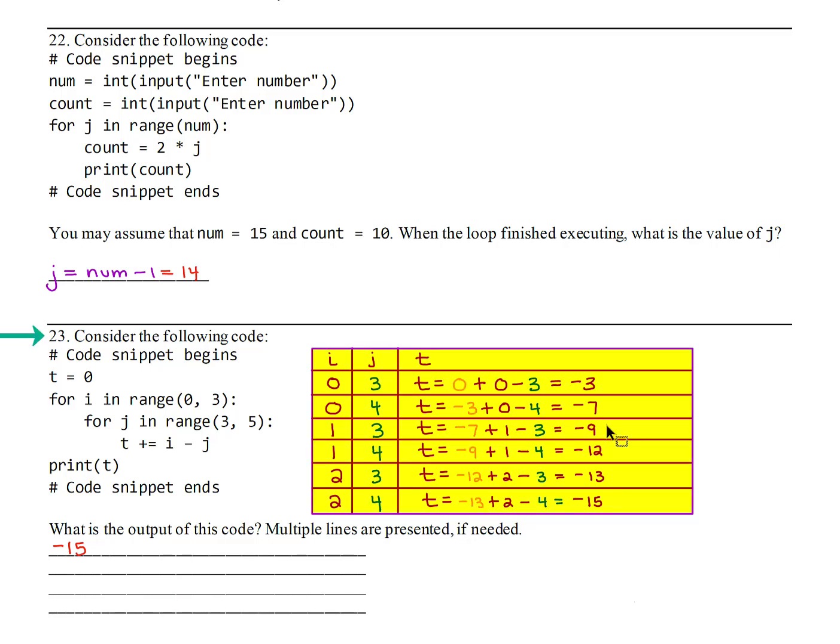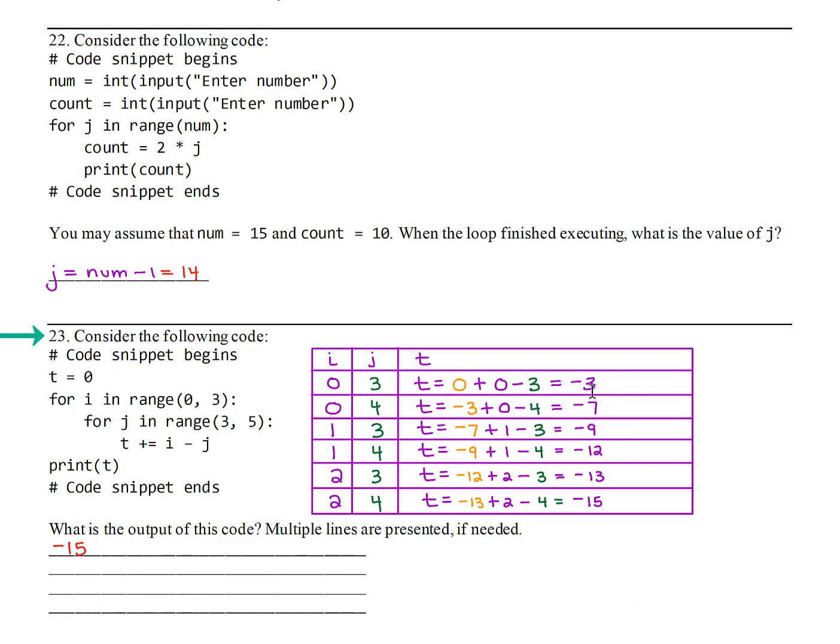Now number 23 is a little bit more complex, so I've shown the by hand trace in a table. We have three variables, i, j, and t. We want to track them through this nested looping. And notice how for each value of i, j ranges through its values of 3 and 4. Remember, we don't include the 5. And so now I have my table, and I compute t equals t plus i minus j. And what you want to see here is t starts out to be 0. I'm showing that in gold.